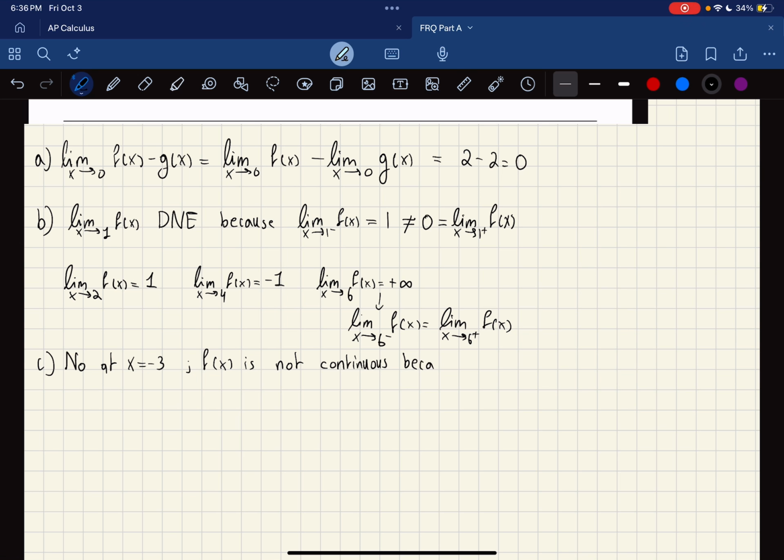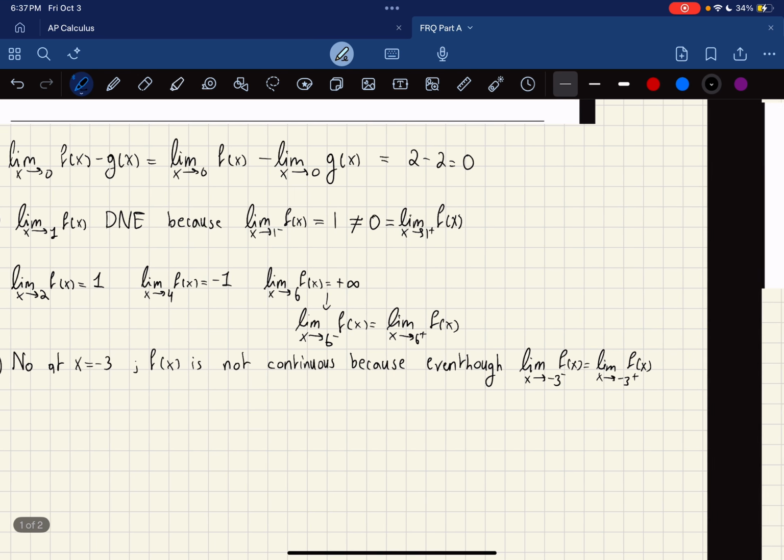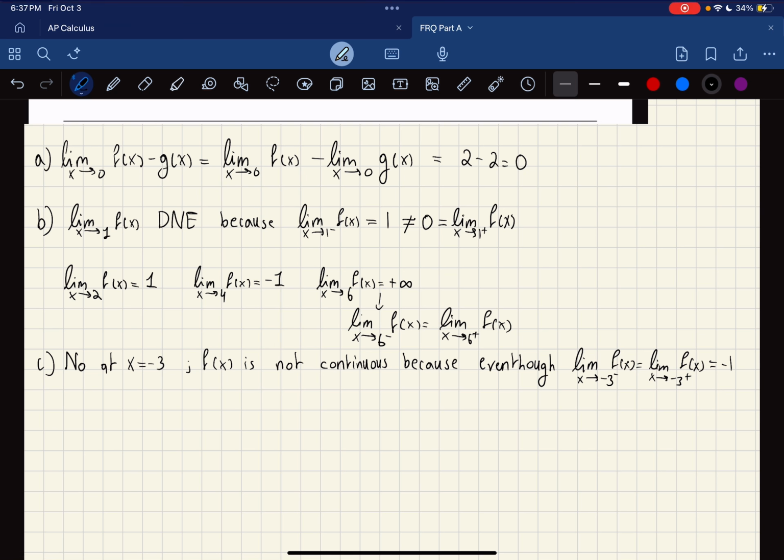because even though the limit as x goes to -3 minus of f of x is equal to the limit as x goes to -3 plus of f of x, which is basically equal to -1, f of -3 is 2, which is different than -1. Therefore, f of x is not continuous.